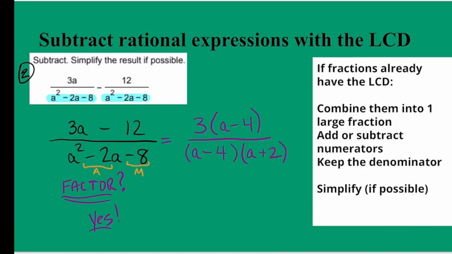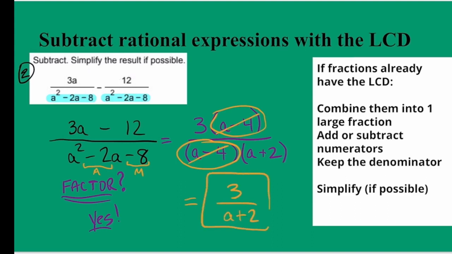So now that we factored, we can simplify this. We have a minus 4 in the numerator and a minus 4 in the denominator. I can divide those. That's going to give me 1, so they're going to cancel. And our final answer is going to be 3 over a plus 2. And that's the second example where there is some kind of factoring involved.